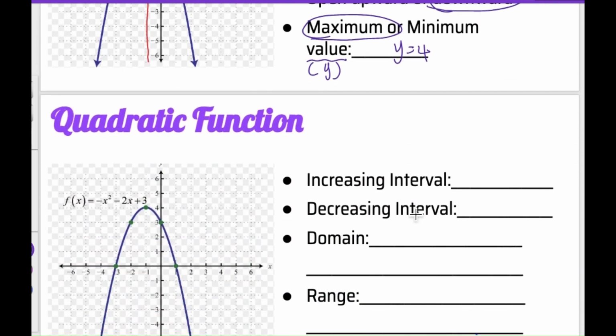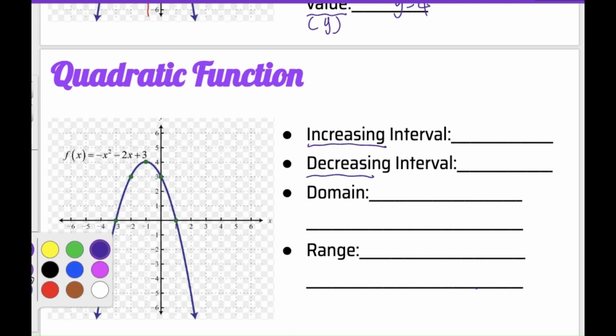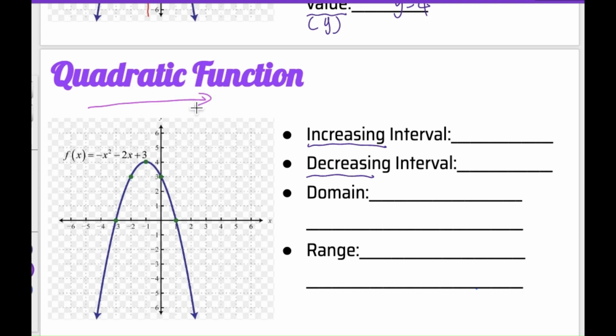Okay, next we are going to discuss the increasing interval and decreasing interval. First of all, when we talk about increasing and decreasing, we look at the graph from left to right. When the graph goes from the lower side to the upper side, this is increasing. If it goes from the higher side to the lower side, then this is decreasing. For the interval, it's actually talking about the x values for which the graph is increasing, and that part of the values is the increasing interval.